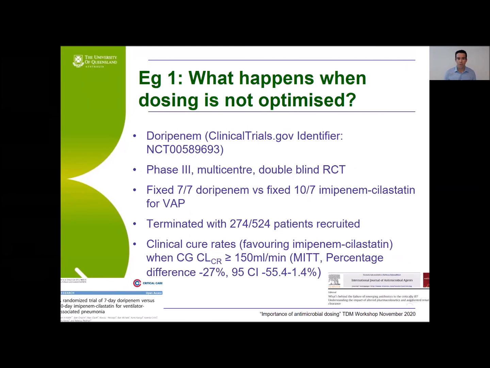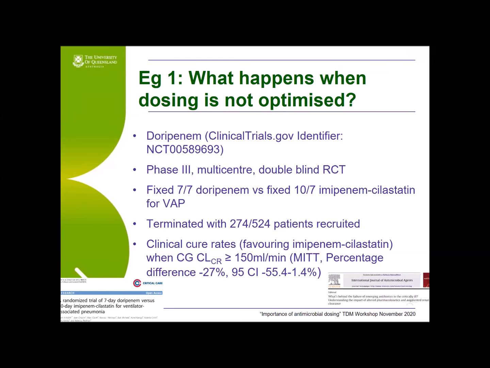I wanted to quickly go through 2 examples of what happens when dosing is not optimised. The first one I want to spend a little bit more time on. In this particular study, an expensive phase 3 randomised controlled trial comparing a microbiologically superior doripenem versus imipenem for treatment of ventilator-associated pneumonia.